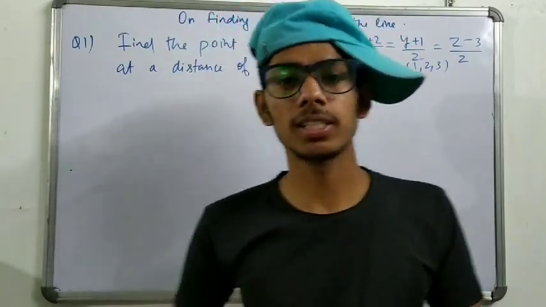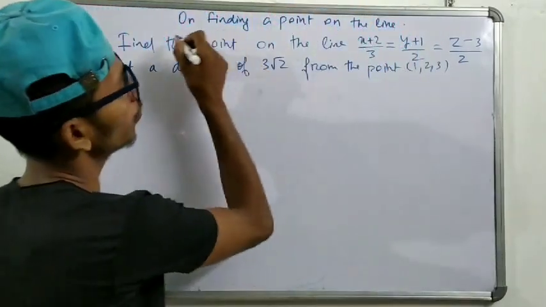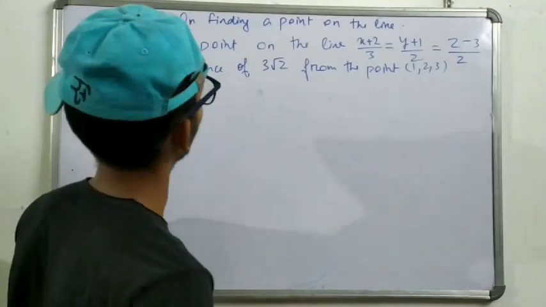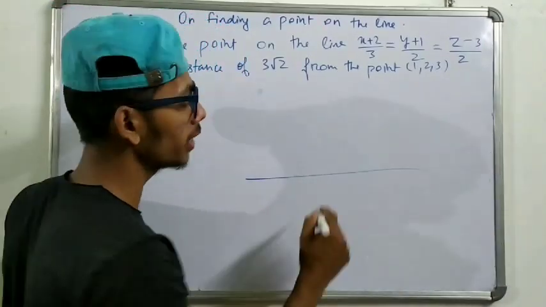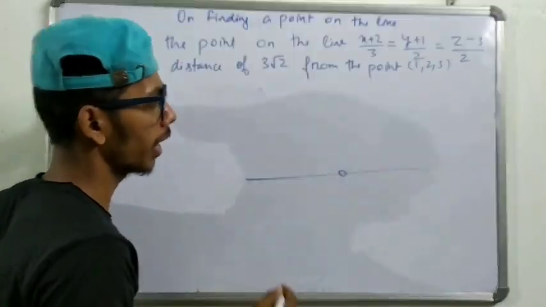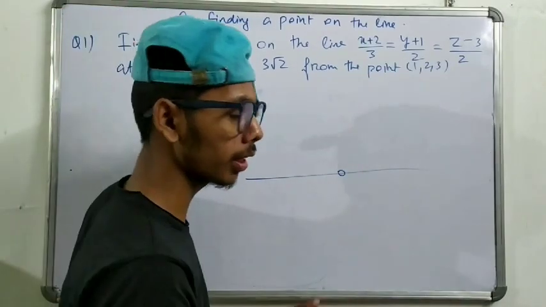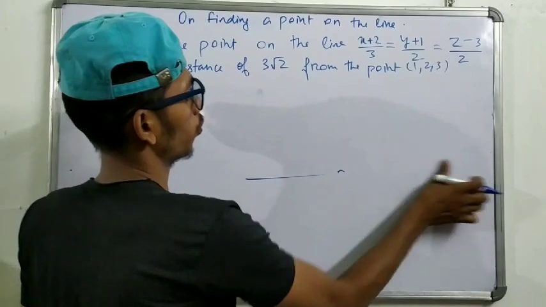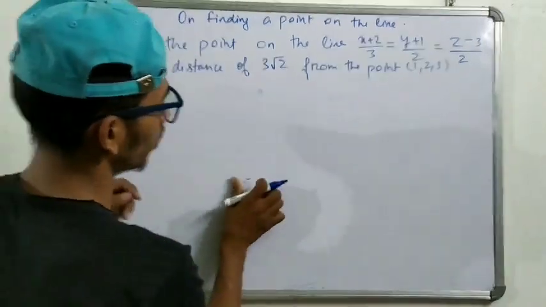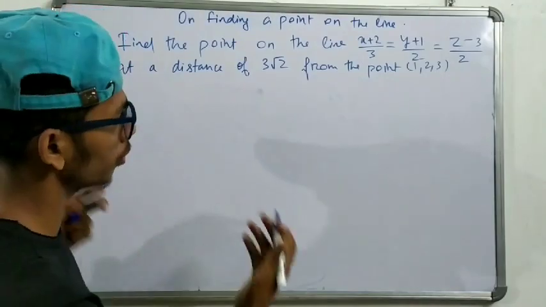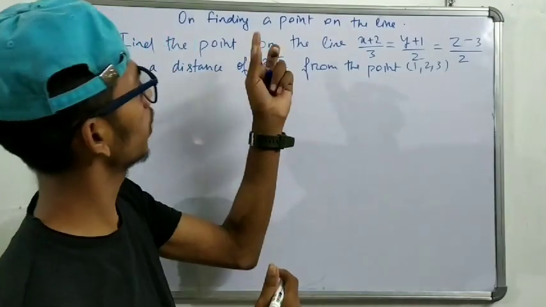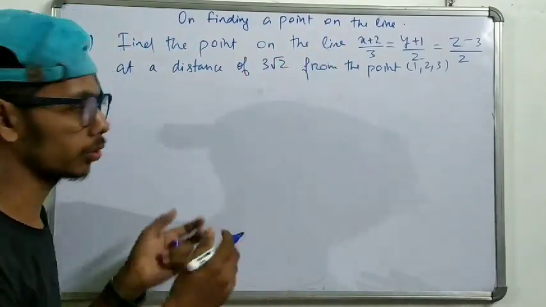So guys, today we'll discuss the topic on finding a point on the line. If you're given a line and you have to find a point on the line, with some conditions given to you, then using those conditions you have to find the point on the line. I have taken one question and I'll explain on the basis of this question.